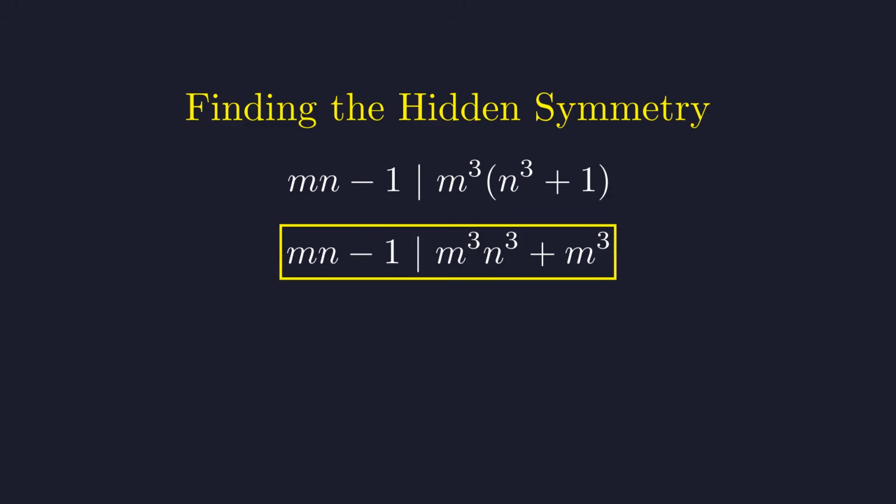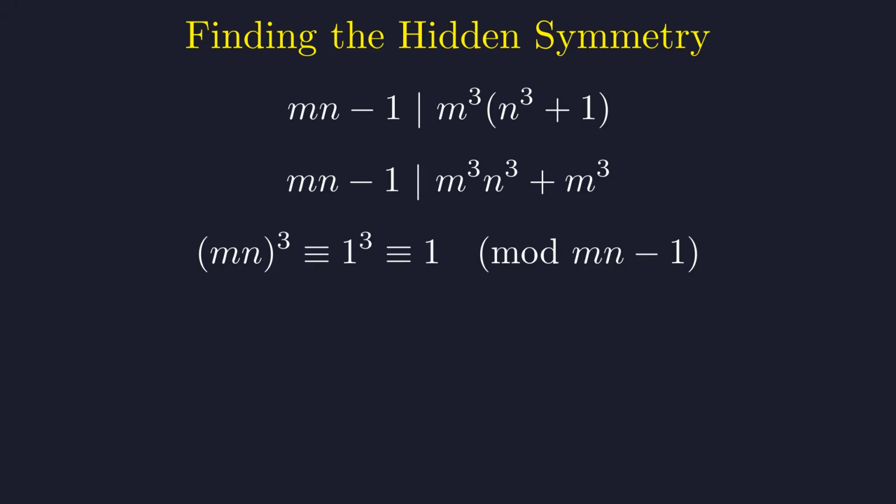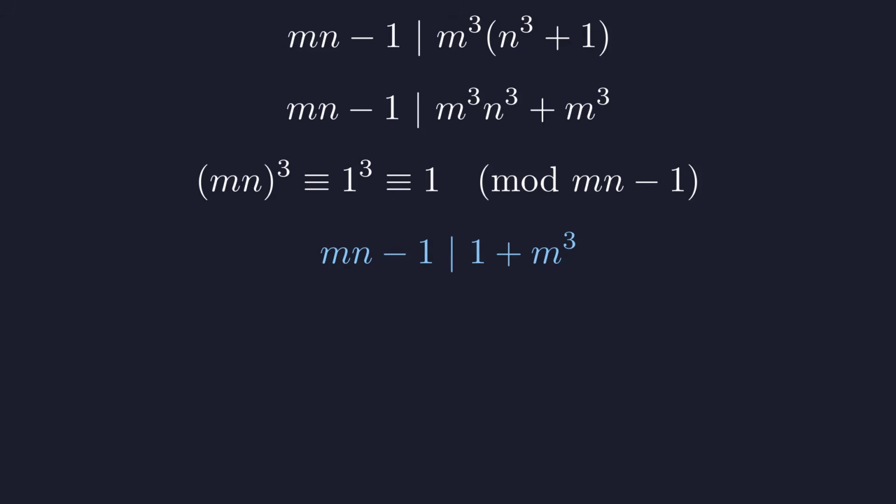Because m times n is congruent to 1 modulo m times n minus 1, it follows that m cubed times n cubed is congruent to 1 cubed, which is just 1. This means that inside our divisibility relation, we can replace the entire m cubed n cubed term with just 1. And just like that, by following the only logical path, we have transformed our expression. We started with the condition that m times n minus 1 divides n cubed plus 1. And we have proven that this forces it to also divide this.